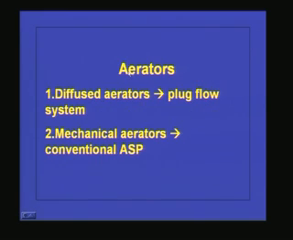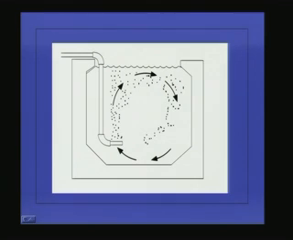For this purpose we use aerators. Aerators are mechanical devices which can supply the required amount of oxygen for an activated sludge process. Aerators can be of two different types: one is diffused aerators and the other is mechanical aerators. We usually go for diffused aerators in plug flow systems, and mechanical aerators in the conventional activated sludge process, where it is a completely stirred tank reactor system.